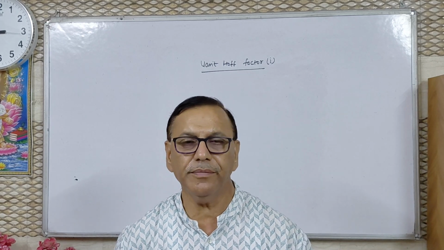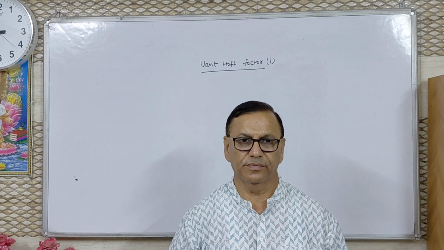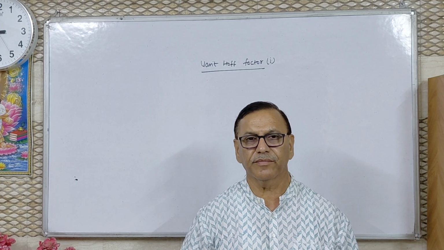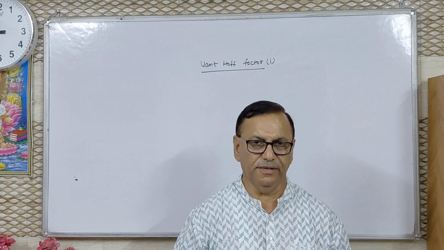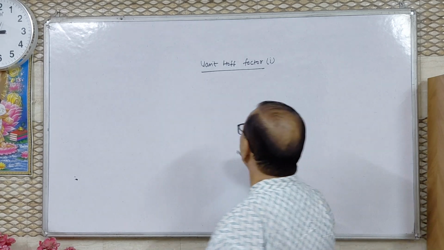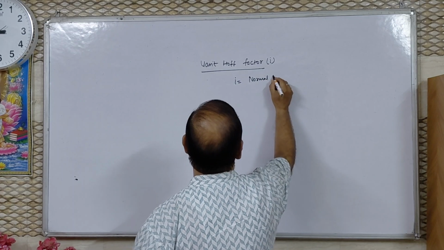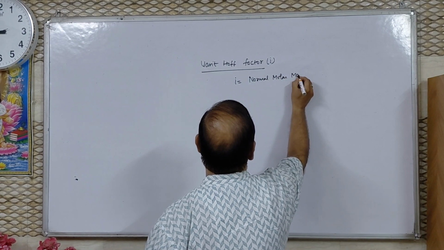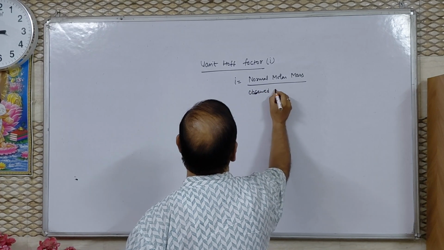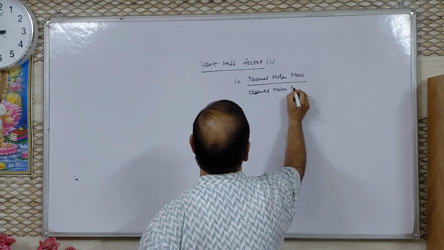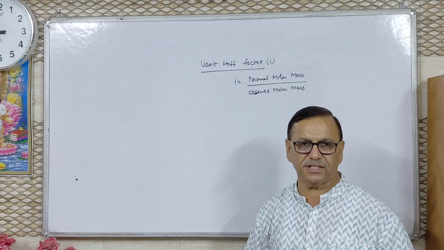In order to explain the dissociation or association of the substances, Van 't Hoff introduced a factor i. This factor i is the ratio of normal molar mass upon observed molar mass.